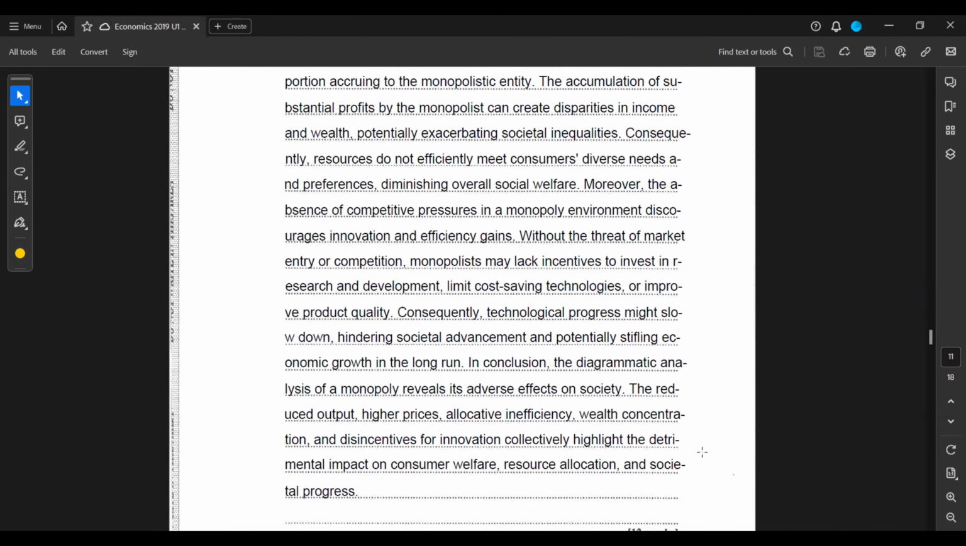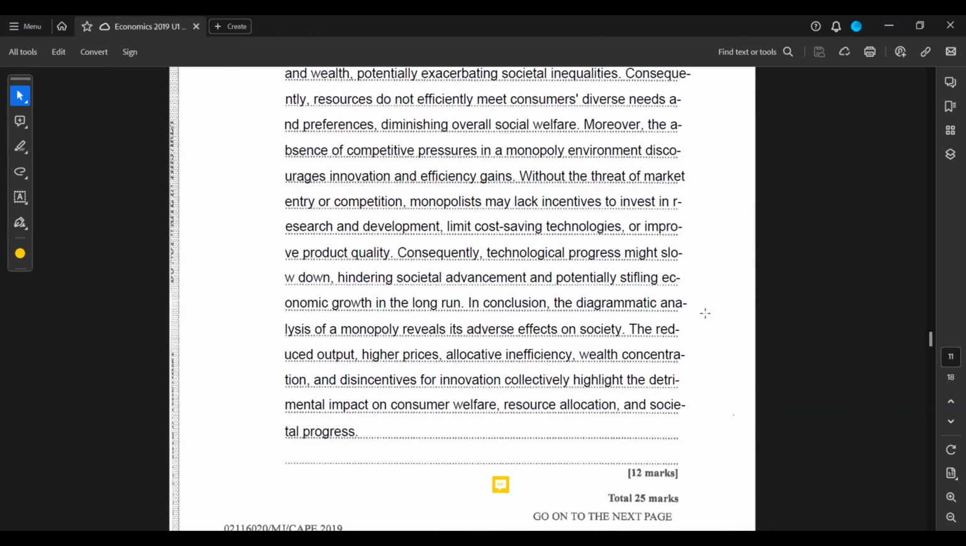Moreover, the absence of competitive pressures in a monopoly environment discourages innovation and efficiency gains. Without the threat of market entry or competition, monopolies may lack incentives to invest in research and development, adopt cost-saving technologies, or improve product quality. Consequently, technological progress may slow down, hindering societal advancement and potentially stifling economic growth in the long run.